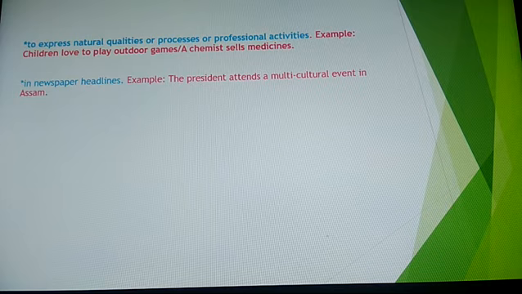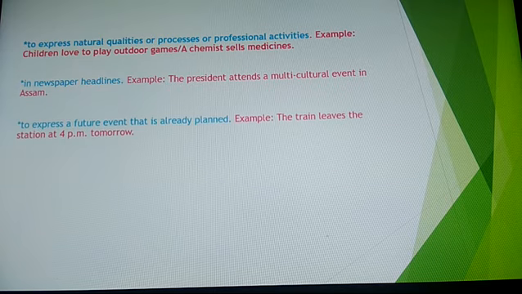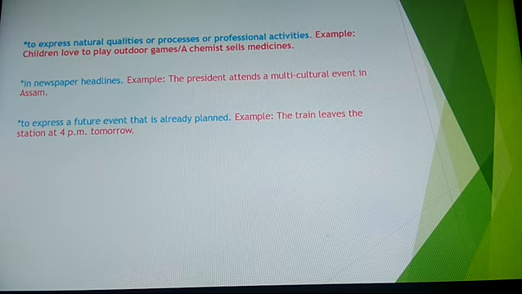S form is there. Okay, so this is simple present tense. Now again, the simple present tense is used to express a future event that is already planned. Expressing a future event, you are going to do something in the future, but you have already planned it out. Example, the train leaves the station at 4 p.m.